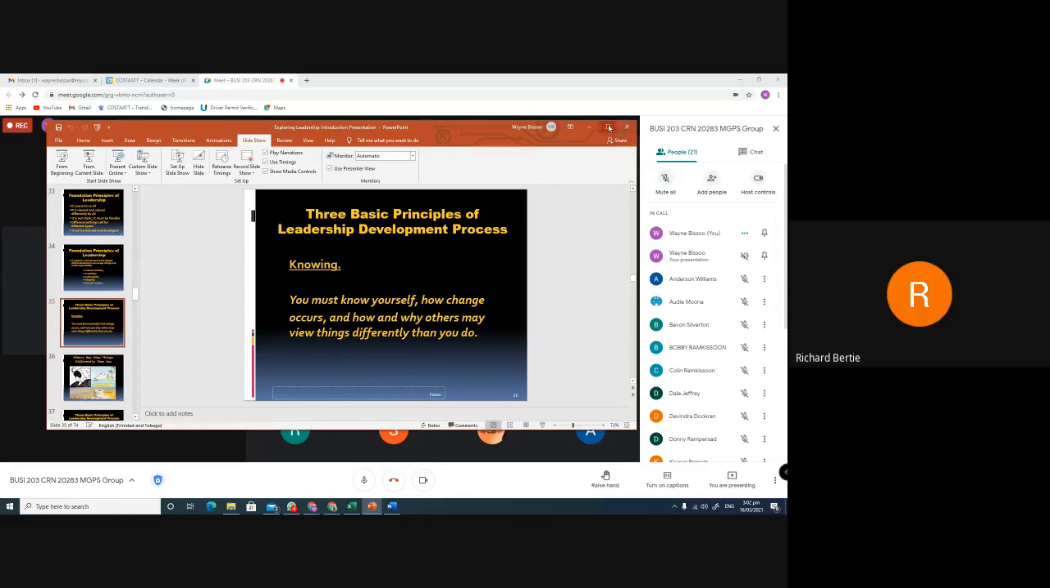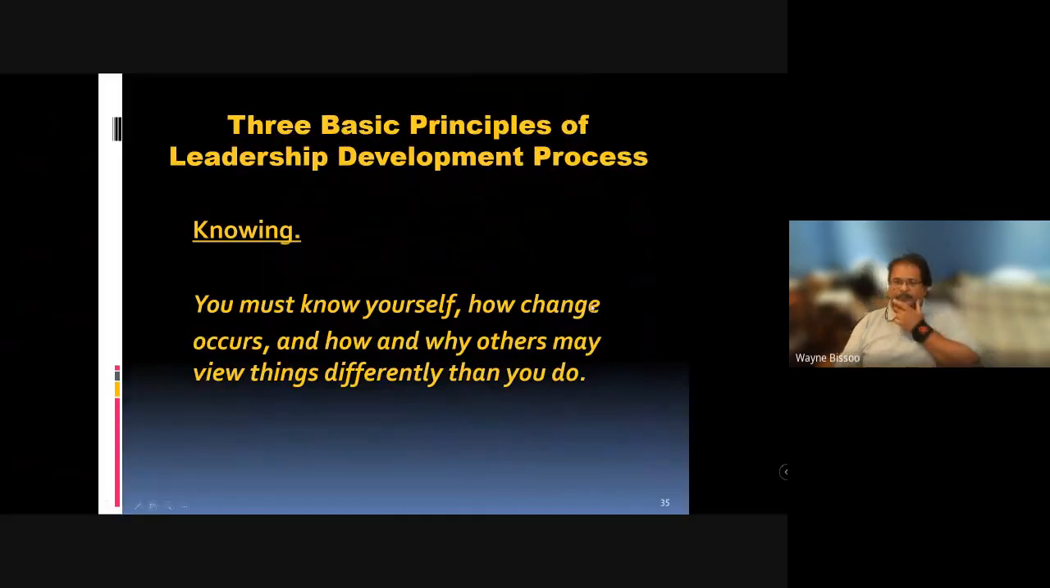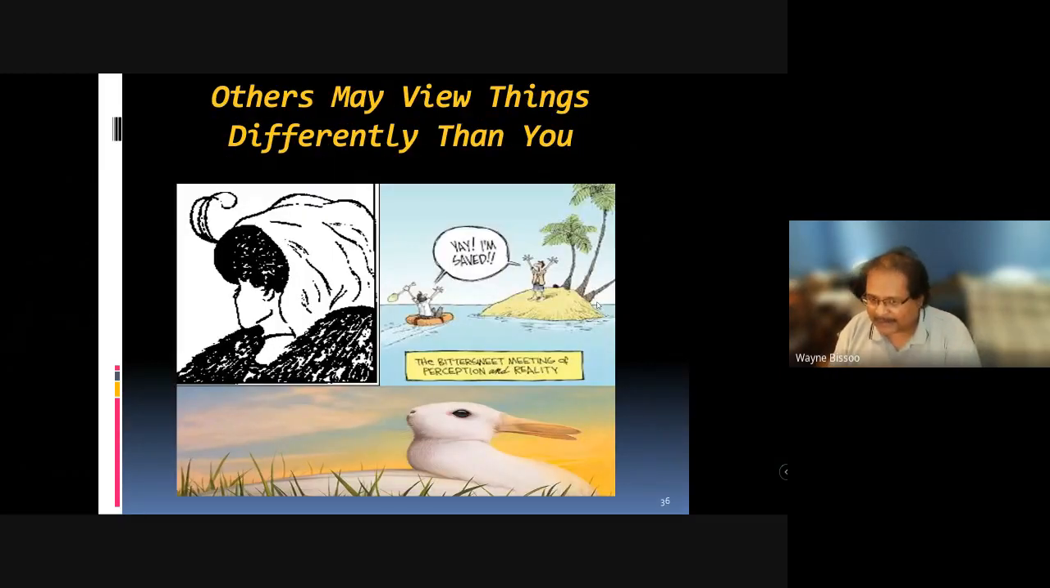You guys can see this here? All right, I'm going to make it a little bigger. I want to be able to look into the chat and stuff from time to time. All right, so the three basic principles that this leadership developmental model is going to require start with the knowing element. You must know yourself, you must know how change occurs, and you must understand and know why others view things differently than you. And that is where we come back now to effective listening and compromise and understanding. The knowing part of the process is going to be critical because after knowing, all right, so let's look at this. This is a nice exercise here.